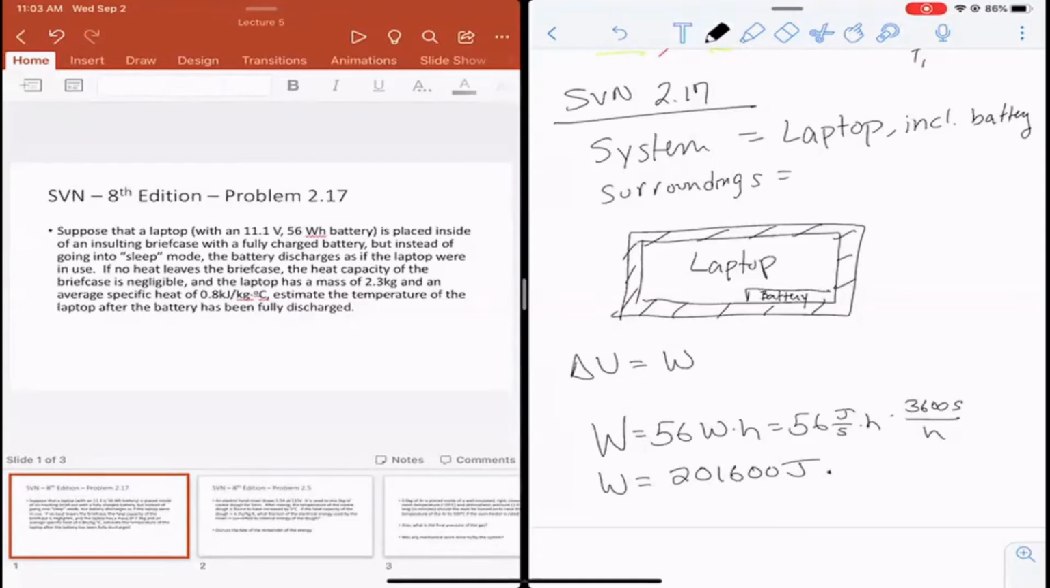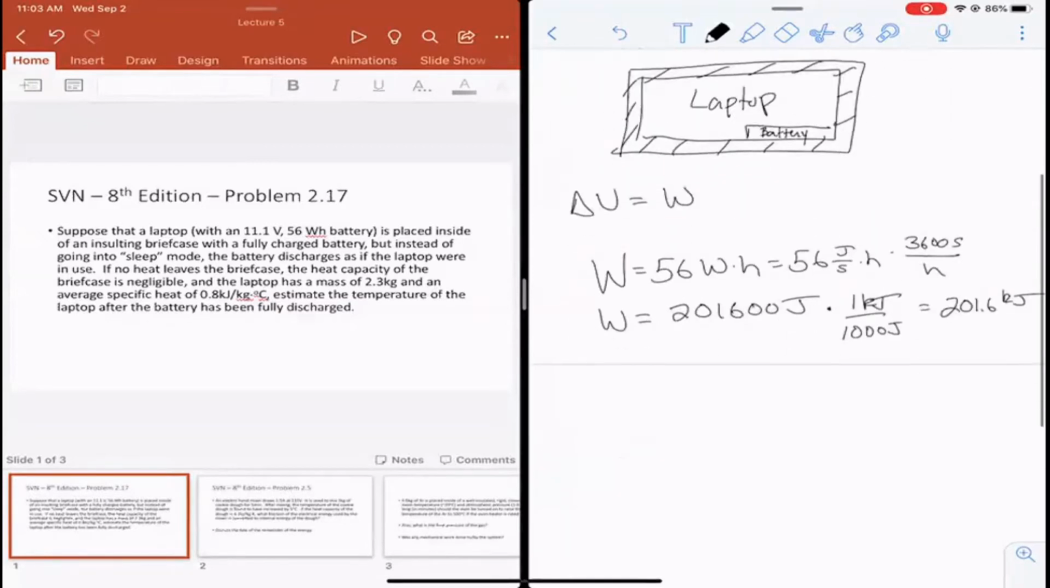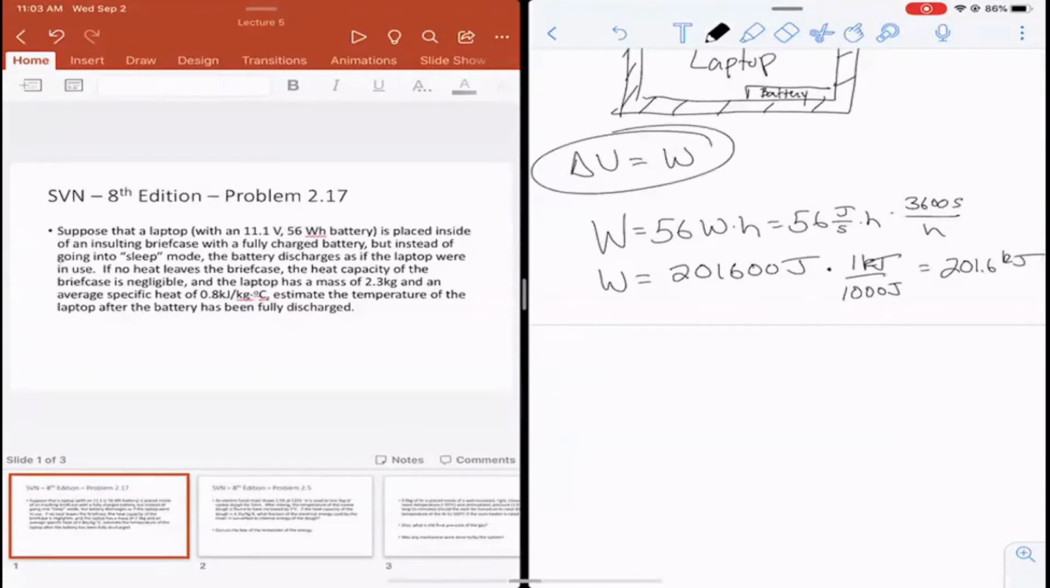Now we're given the heat capacity of the laptop in kilojoules per kilogram degree C, so I'll also convert this to kilojoules. There's 1 kilojoule in 1,000 joules, and that's 201.6 kilojoules. That's the amount of work that the laptop is going to do. And we know from this equation up here that the work is equal to delta U. So 201.6 kilojoules is equal to, in this case, the heat capacity based on the mass, not the number of moles. That is a reasonably easy substitution.